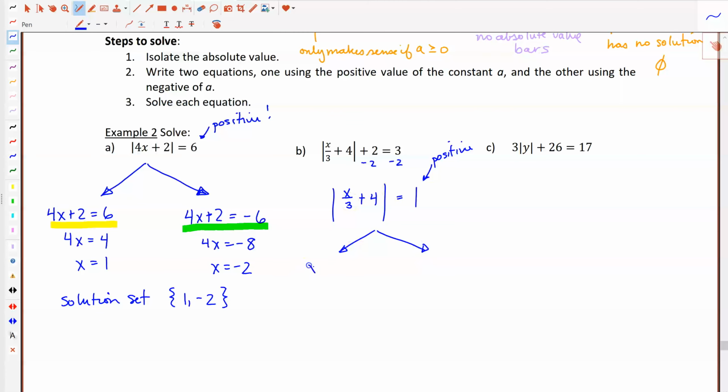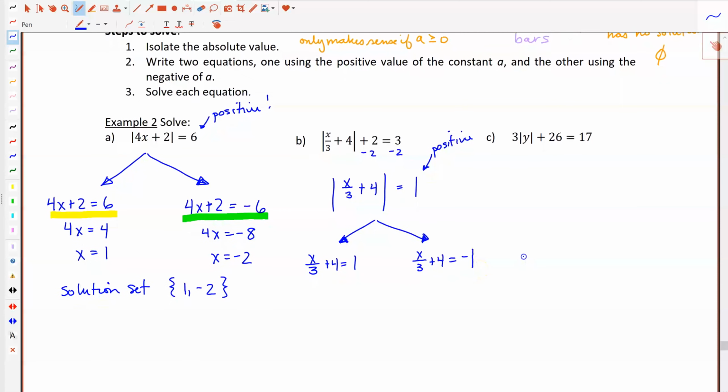The first case is the easy one. It's x over 3 plus 4 is equal to 1. So it's the original problem, just drop the bars. Don't forget the second case, x over 3 plus 4 is equal to, and then you're going to take the negative of the number that's on that side, so negative 1. There's my second case. Alright, so let's just go ahead and solve those.